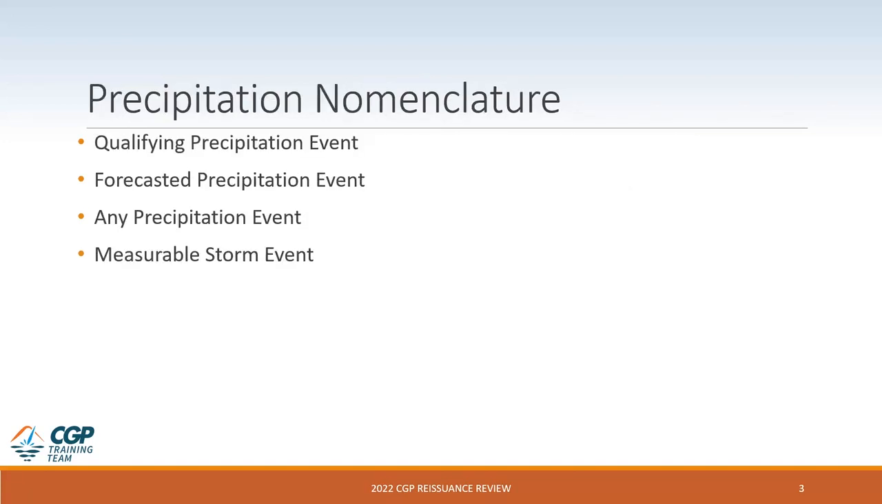The Construction General Permit has four different nomenclatures that it uses for precipitation events. Those include qualifying precipitation event, forecasted precipitation event, any precipitation event, and measurable storm event. Let's take a look at each one of these nomenclatures.